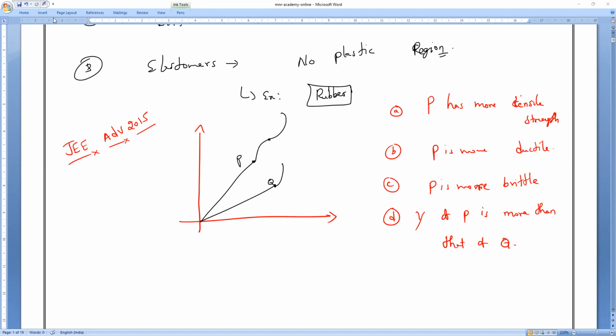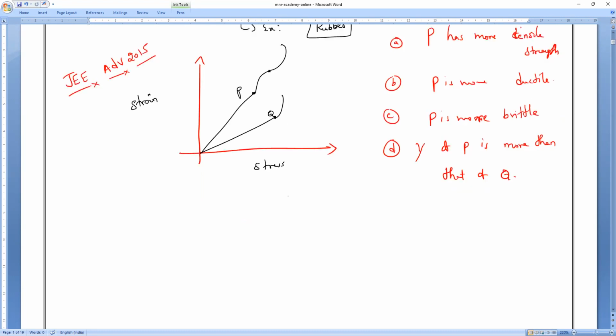So what is this graph actually, brothers? This graph is related to strain and stress. Stress is on the x-axis and strain is on the y-axis. You all should remember this. So we all know what the graph is. Can anybody tell me what the slope is equal to? It gives you strain divided by stress.